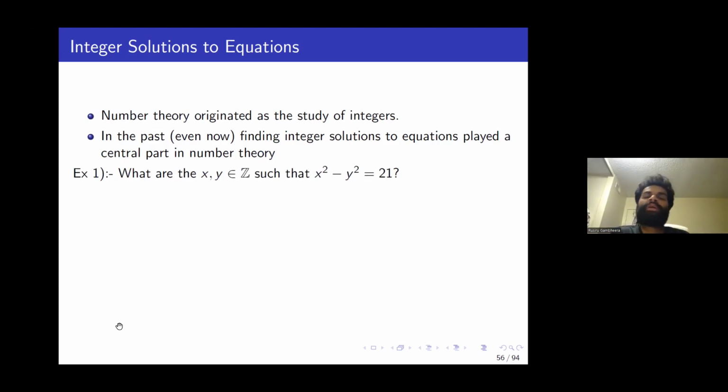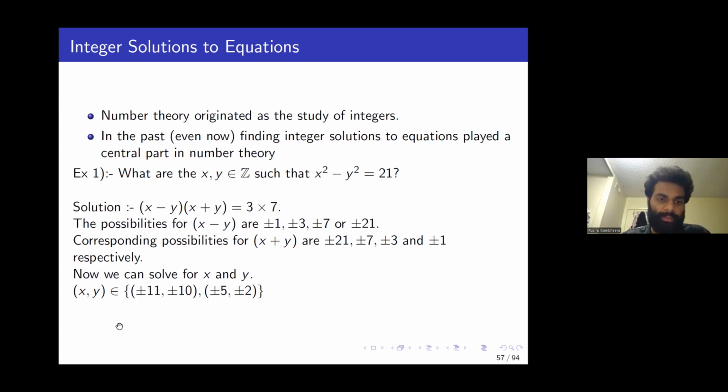If you want to solve it in real numbers, there are infinitely many solutions, right? For any real number y, there will be a real number x. So it's not very interesting. But if we restrict ourselves to integers, we can ask, okay, what are all the integers out there which satisfy this equation?